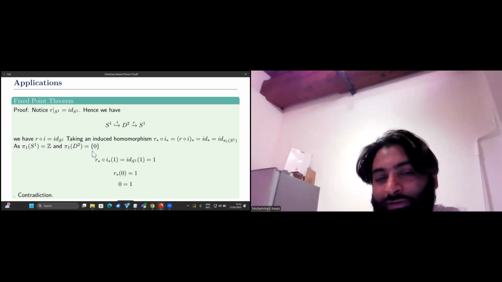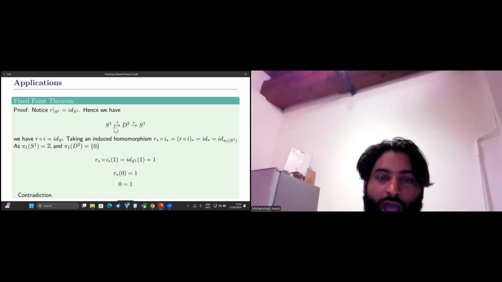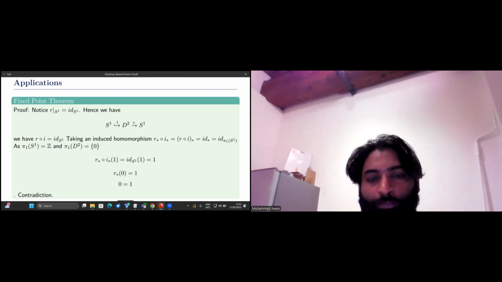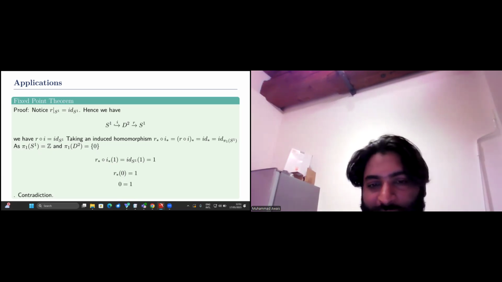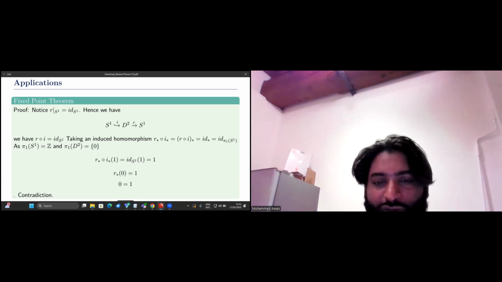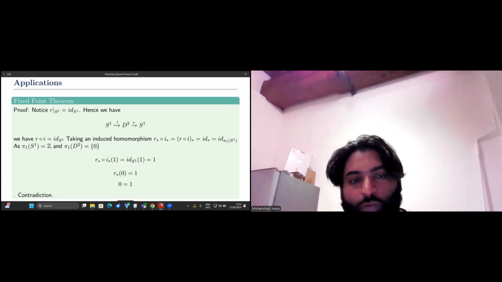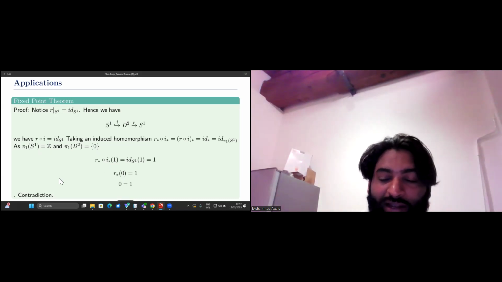The fundamental group of S1 is Z. The fundamental group of D2 is trivial. So when you take 1 from Z, I star goes from Z to 0, so I star of 1 is 0. But R star of 0 is 0 by the properties of a homomorphism. And on the right hand side, you have the identity. Identity of 1 is 1. So you have 0 equal to 1, which is an obvious contradiction.